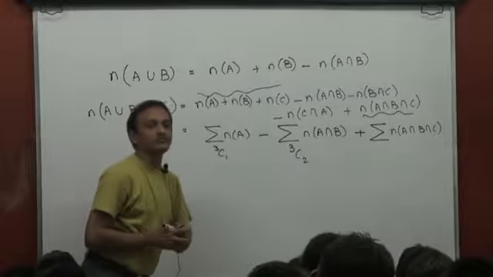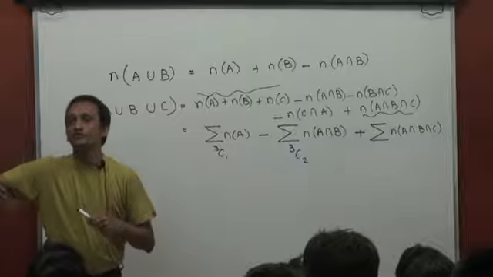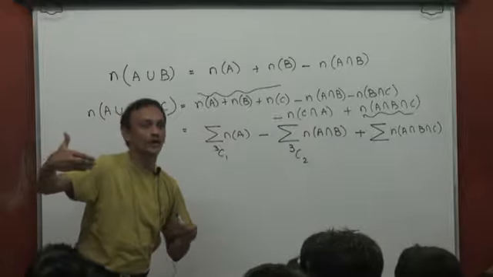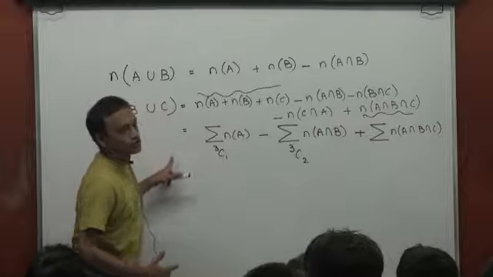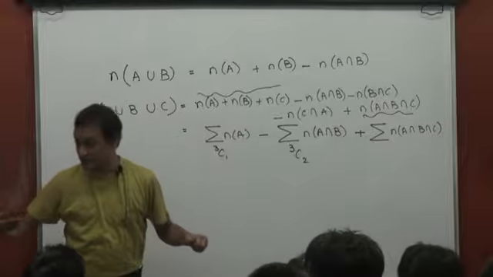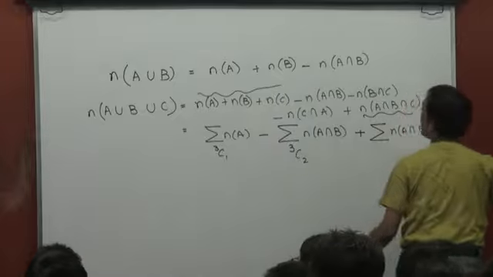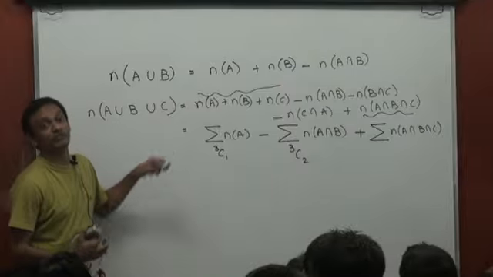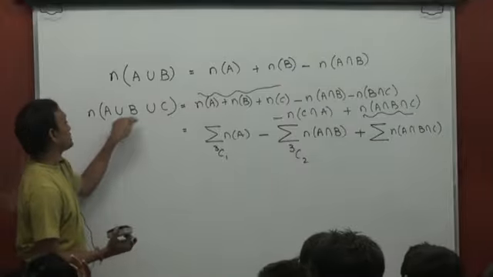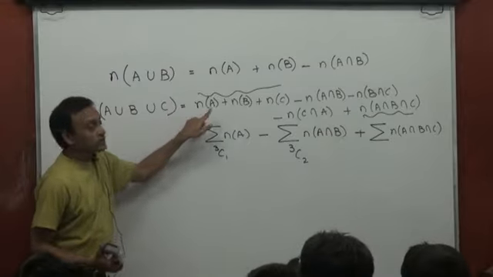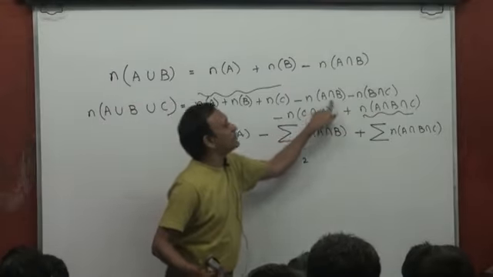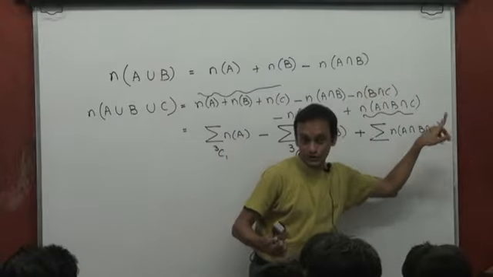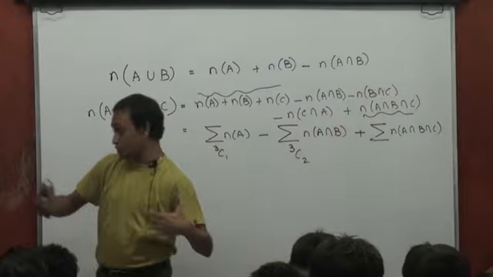Now, if I have to generalize the principle of inclusion and exclusion for n sets, for example A1, A2, A3, up to An, this is called the principle of inclusion and exclusion for two sets, for three sets. So there is inclusion, there is exclusion, and there is inclusion, right? That's why it's called the principle of inclusion exclusion.